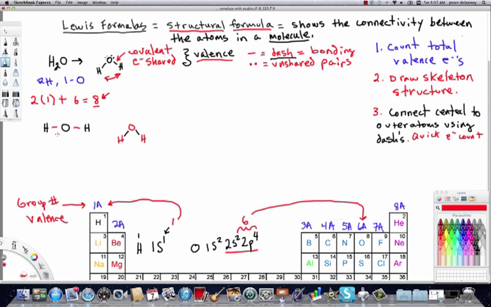So what I want to do right now is find out how many we've used up. We've used 2 electrons in this bond, and 2 electrons in this bond, so our quick count is 4. And that means we've got 4 electrons left to go.